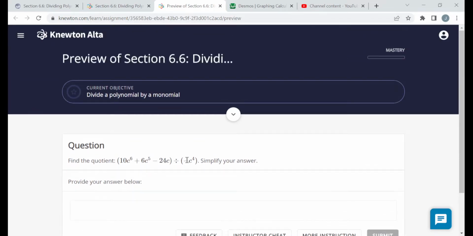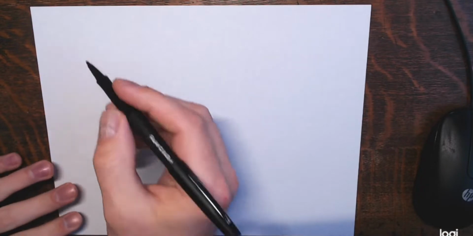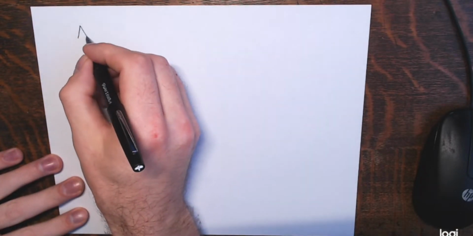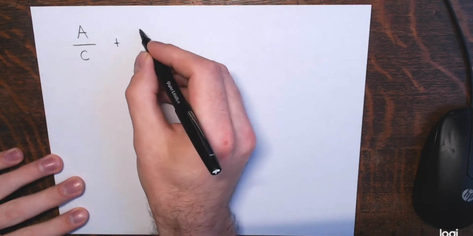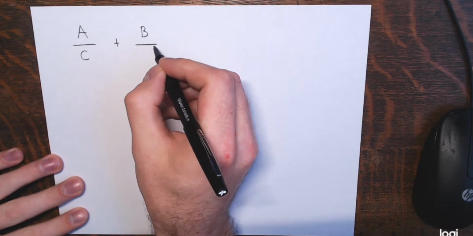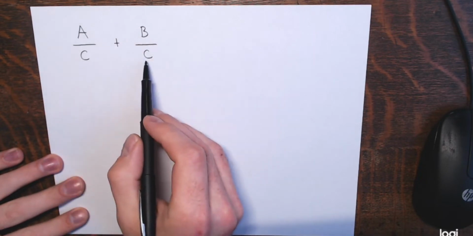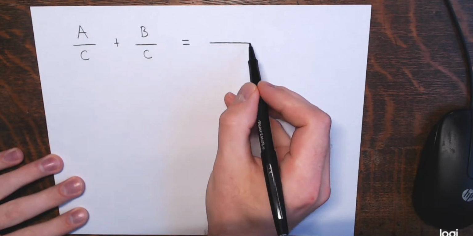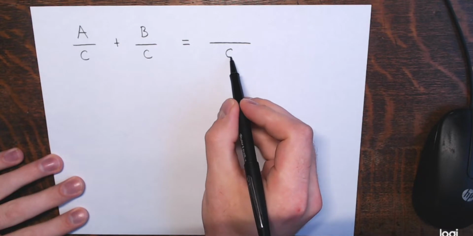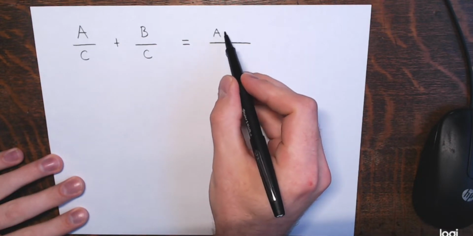Alright, so as I mentioned, there's only the one objective here. It's divide a polynomial by a monomial. And the key to this is just reversing adding fractions. Remember, when you add two fractions, say a over c plus b over c, remember the only way you can add two fractions is if they have the same denominator. And if they have the same denominator, that denominator will be the denominator of their sum, and you just combine the numerators.